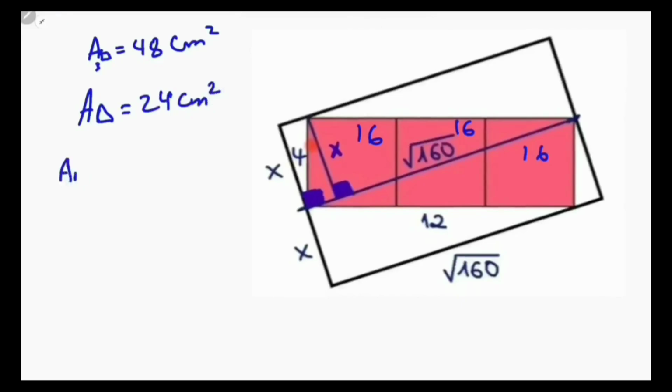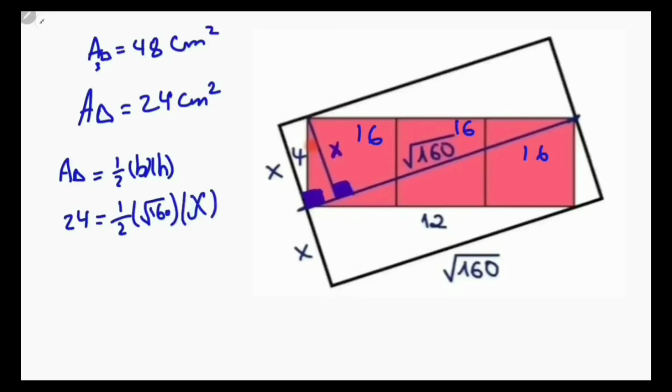We know the triangle's area equals half the base times the height. So the triangle area is 24. So 24 equals half the base, which is root 160, times root 160, times x, the height.